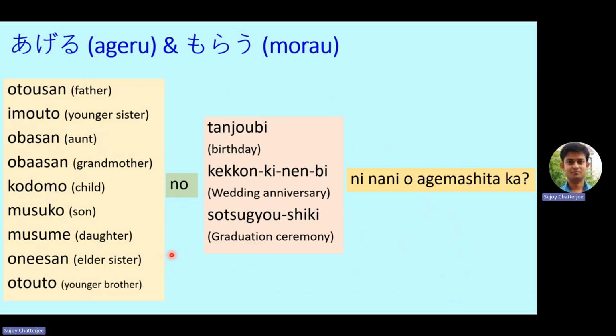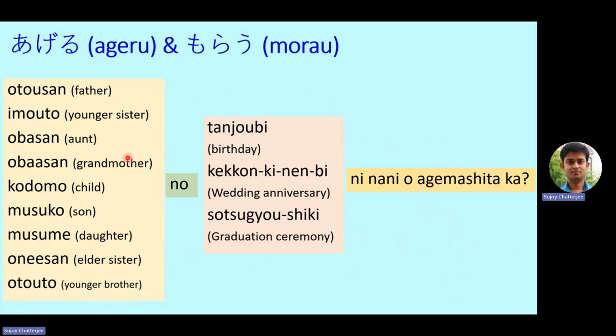So now for your practice. You can now form similar conversations or short questions and answers, and you can practice yourself or with your friend, probably someone who is learning Japanese like you. So you can use these persons: otosan, father; imoto, younger sister; obasan, aunt; obasan, grandmother; kodomo, child; musuko, son; musume, daughter; onesan, elder sister; and ototo, younger brother. So we have learned all of these when we learned about the vocabulary on family members.